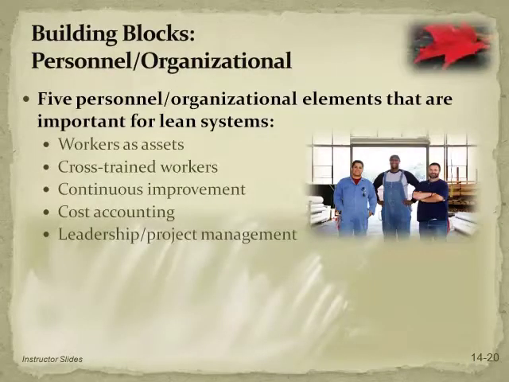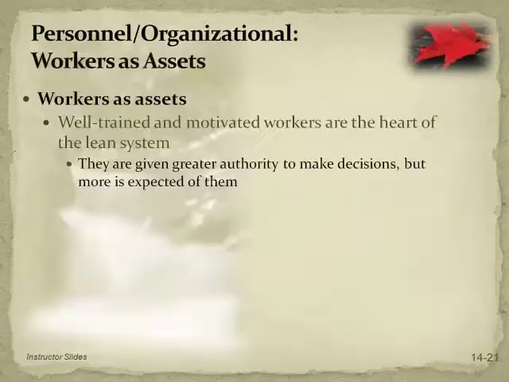Now we'll move on to the building block of personnel and organization. And to me, this is one of the most difficult parts of going lean, because it really requires management to make some very different changes in the way that they look at things, especially their employees. So we'll take a look at some of the elements of personnel and organizational differences, starting with workers as an asset.